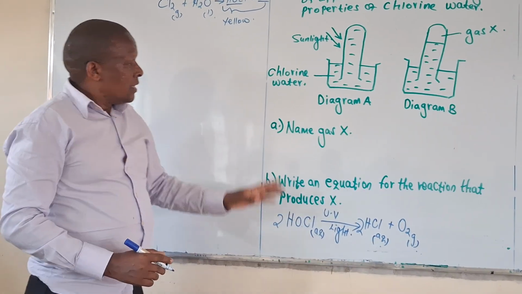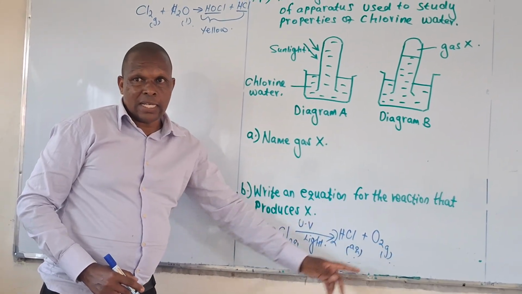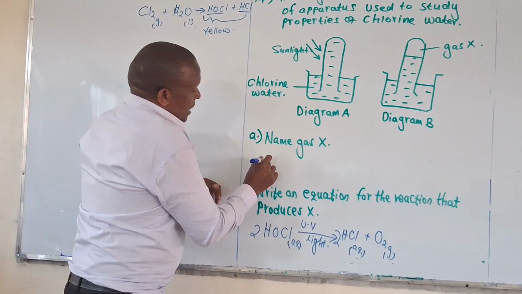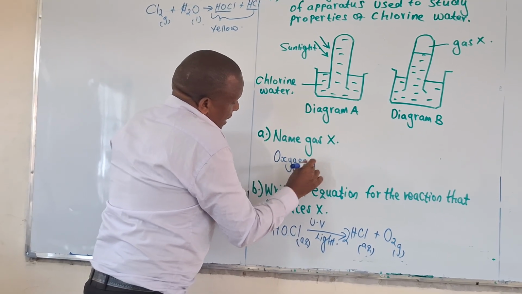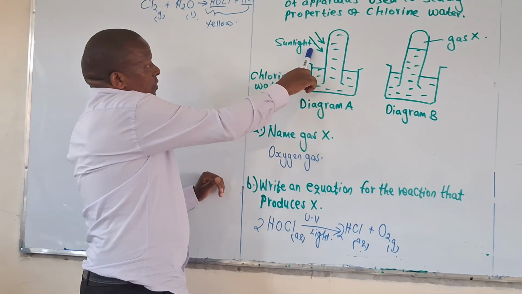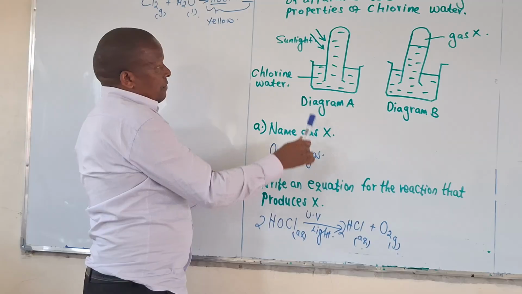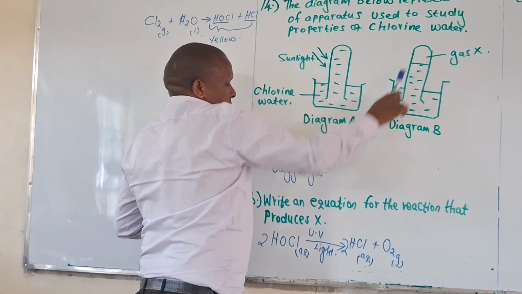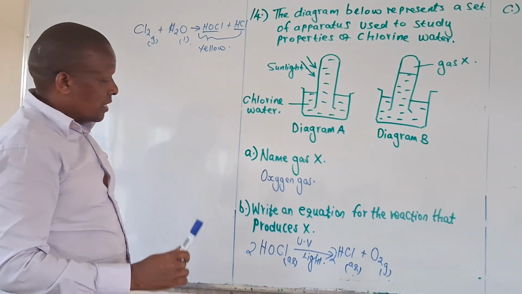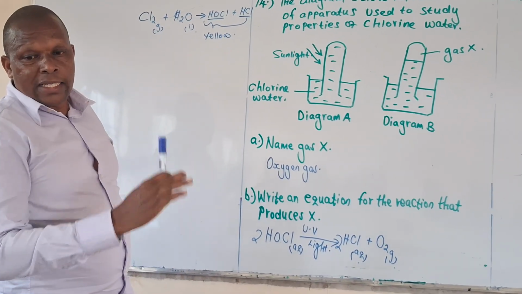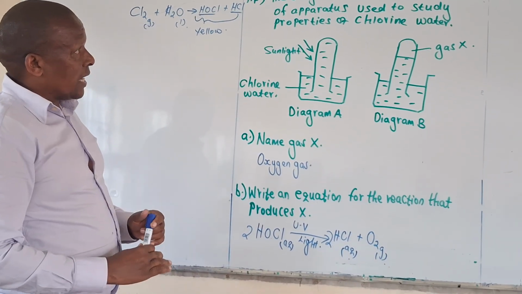You see that? Yes. Now, name gas X. You can look at the gas. Which gas is it? Oxygen. So that's how we got this gas. Oxygen gas. In the presence of sunlight, chloric 1 acid decomposes to give us oxygen and hydrochloric acid. And the yellow color disappears. And that only occurs in the presence of sunlight. If sunlight is not there, the reaction will not occur.